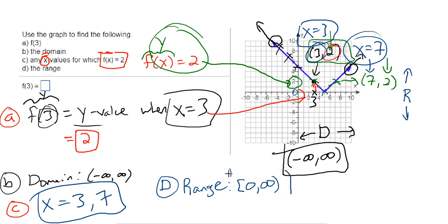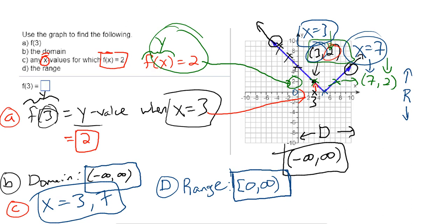So the range would be from 0 to infinity, and including the 0. It reaches 0, so we use a bracket on the 0. We learned about interval notation in chapter 1. We didn't use it as much as I would have liked in chapter 1, but for domain and range, it gets very heavily used. So you're going to want to make sure you get comfortable using interval notation and remembering what it means to use parentheses versus brackets.